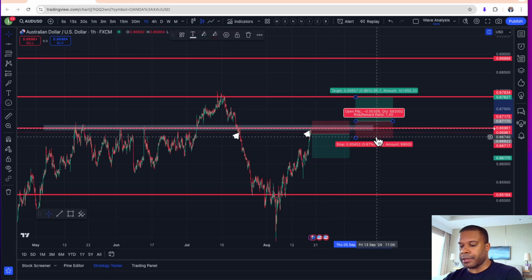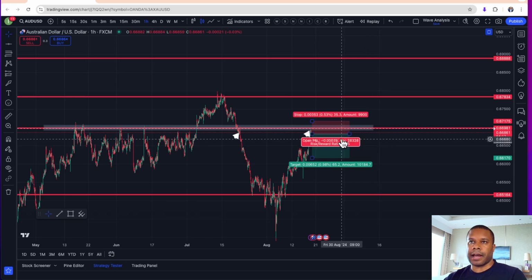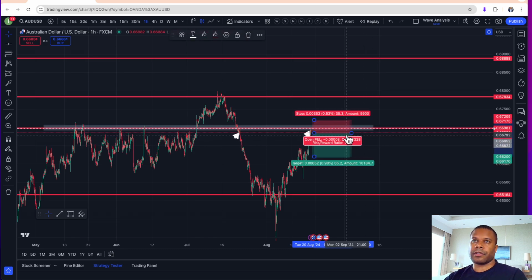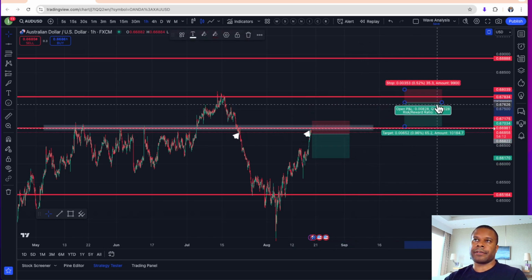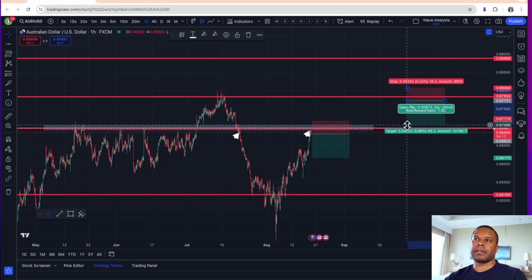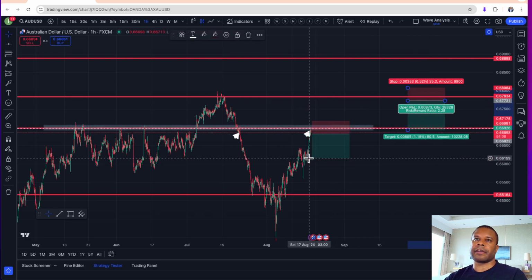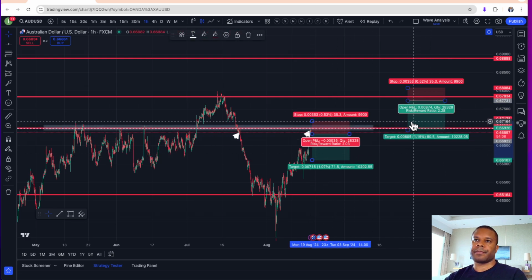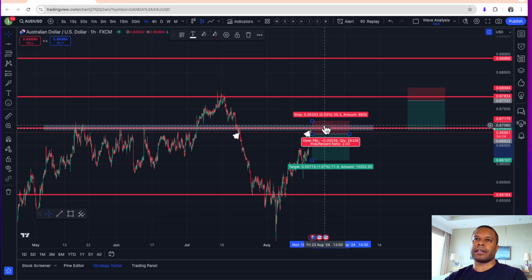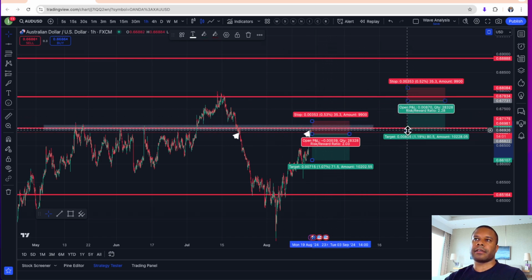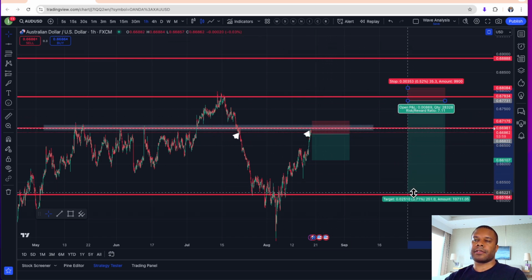But regardless, these are the areas that I'd be looking to do trades. Even up here, I'd be looking to get involved in these 2 areas. And imagine if I waited and I said, okay, this is not going up, it's coming here, and then it just tanks. It's over 200 pips.